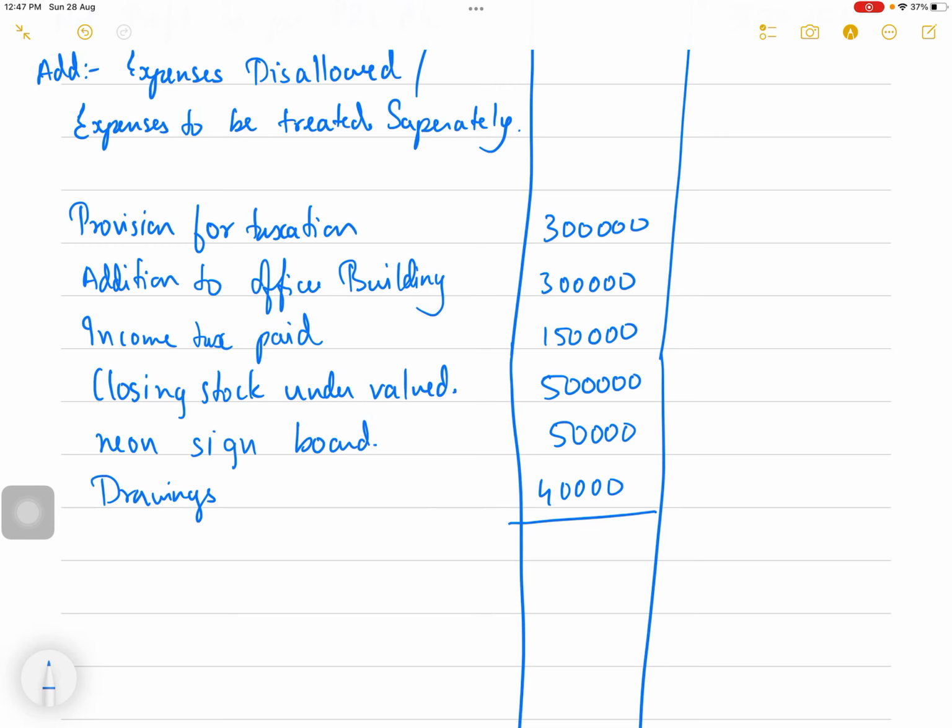Let's add all these items. 3 lakh plus 3 lakh plus 1 lakh 50, 7 lakh 50. Wait, 3, 7, 8, 8 lakh 90,000. Correct? 3, 4, 3, 6, 7, 8. 8 lakh 90,000. Yeah.